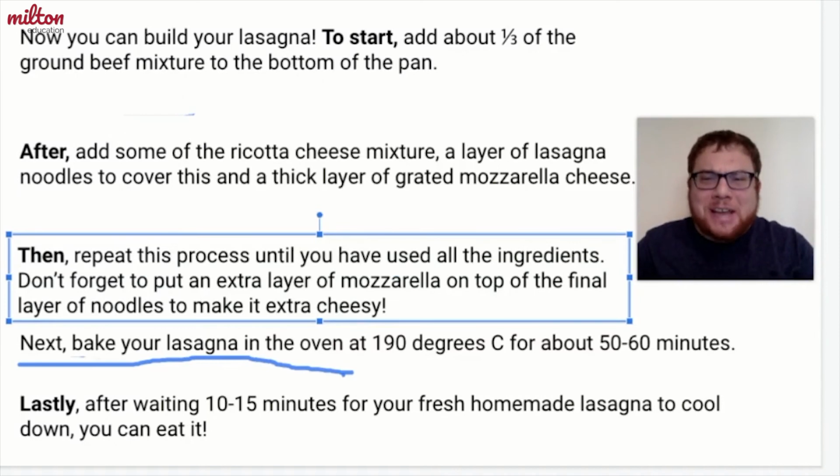How about this sentence? Next, bake your lasagna in the oven at 190 degrees Celsius for about 50 to 60 minutes. Okay, I think that sentence is correct because after you prepare the lasagna ingredients, you have to put it in the oven. And that's before you eat it, obviously. So now it looks like all parts of the recipe are in the right order.